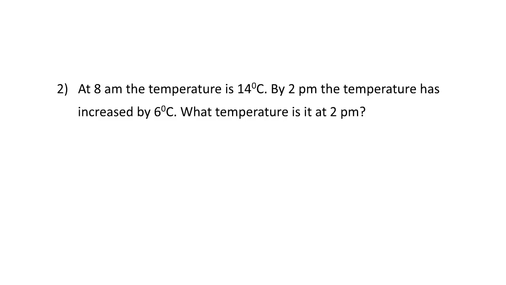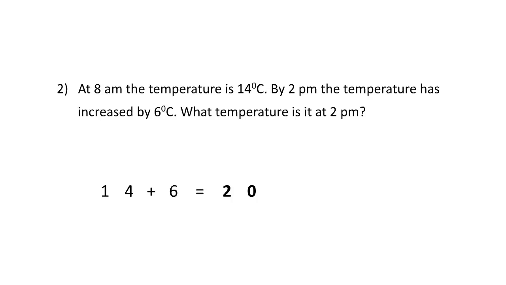It says at 8 o'clock in the morning it's 14 degrees, but by 2 o'clock the temperature has increased by 6 degrees, so it's got warmer. Increasing is making bigger, so we're going to be adding. I'm going to write out the numbers so it looks like a math sum. It was 14 and it's increased or gone up by 6. Now you can see how easy it is. 14 plus 6 is 20.